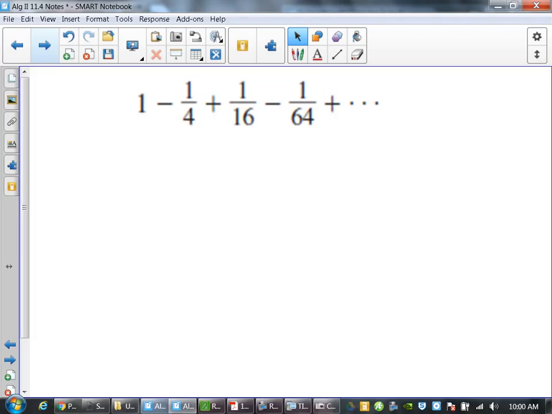So, anyway, this one here, it's finding the sum of the infinite series. Is this an infinite series?